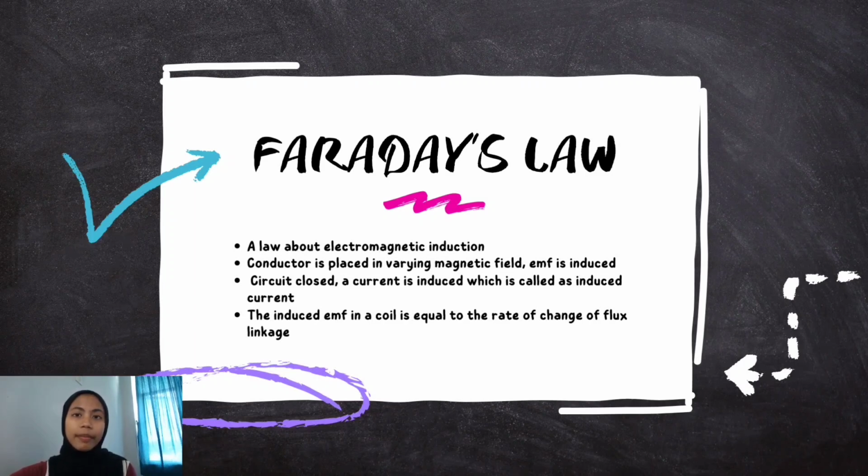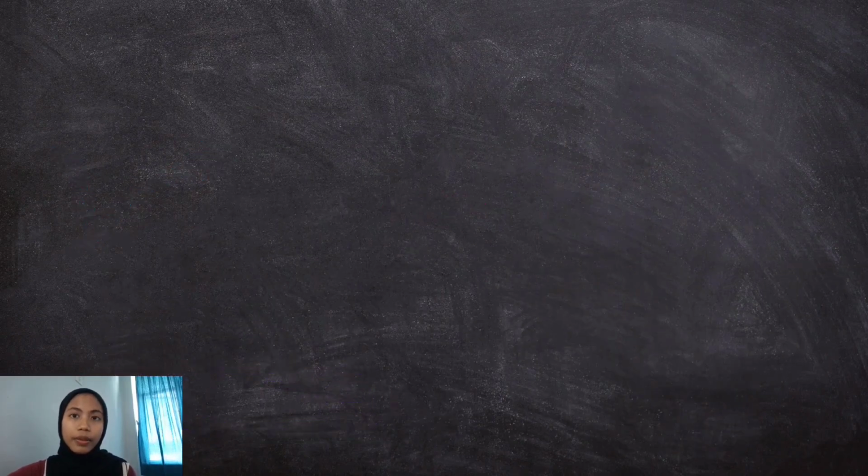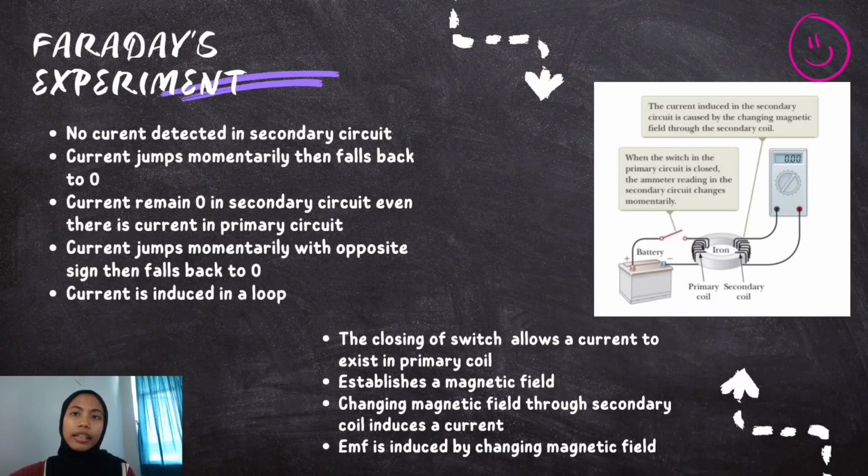In essence, EMF is induced when a conductor is put in a changing magnetic field. Faraday once did an experiment. In that experiment, a main coil is wrapped around an iron ring and is linked to a switch and a battery. In the meantime, a secondary coil is wrapped around the ring and linked to a sensitive meter.